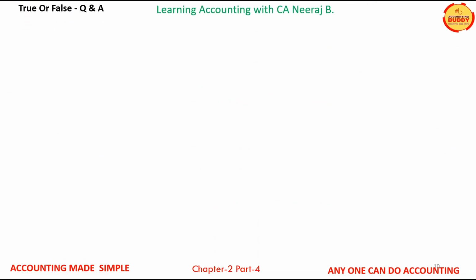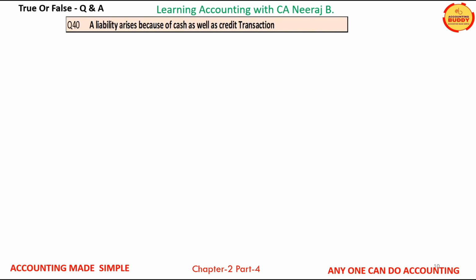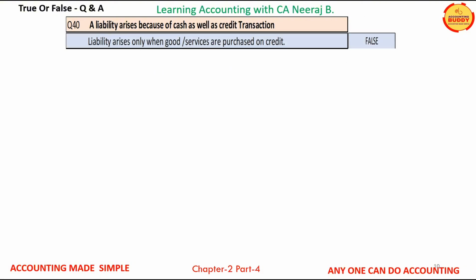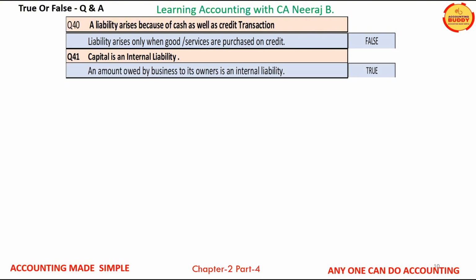Let us now go through the true or false question and answer section. Question number 40. A liability arises because of cash as well as credit transactions. This is a false statement. Liability arises only when goods or services are purchased on credit. Question number 41. Capital is an internal liability. This is a true statement. An amount owed by the business to its owners is an internal liability.